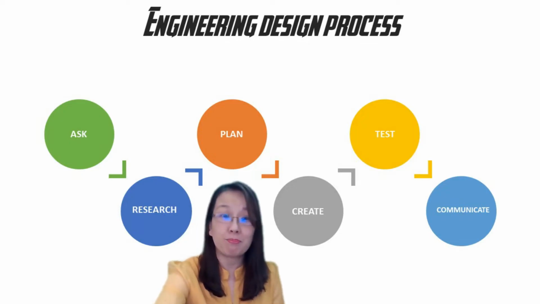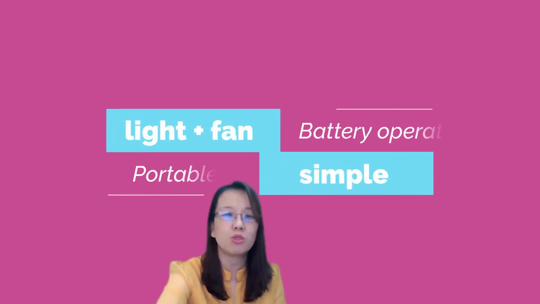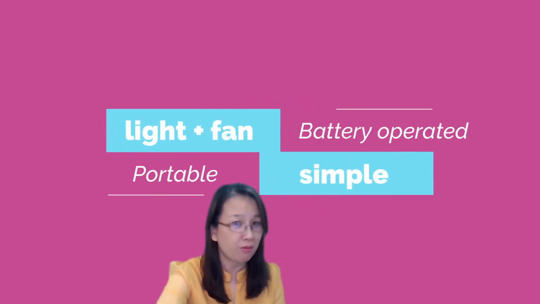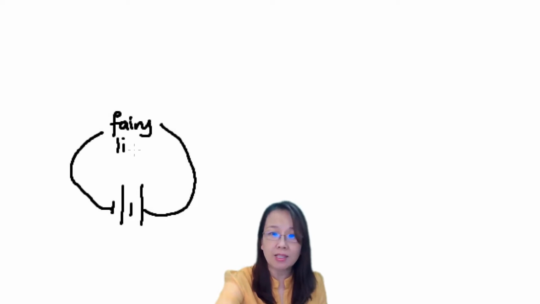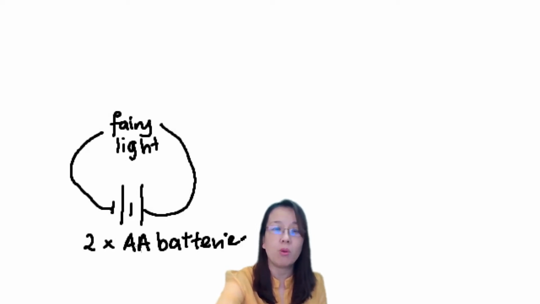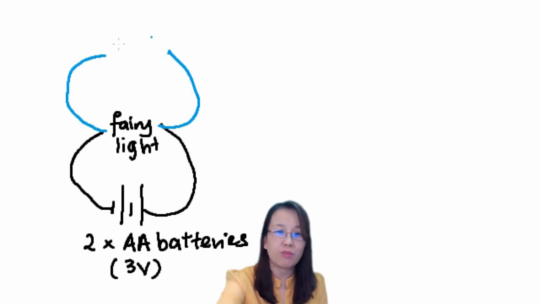Now, we will imagine the possible solution and start to plan. After consideration, I think a simple portable fairy light with a fan seems to fit the requirement and the constraints that we have. Now, let us sketch the schematic diagram. I will use two AA-sized batteries to supply a power of 3 volts to the circuit. The fairy light will be assembled parallel to the fan.